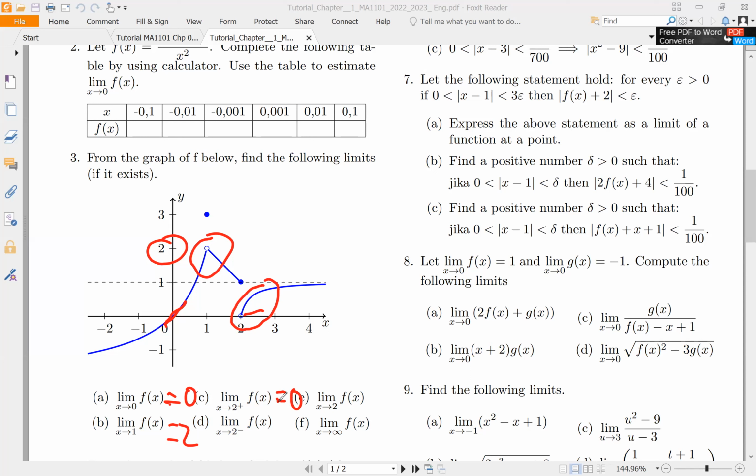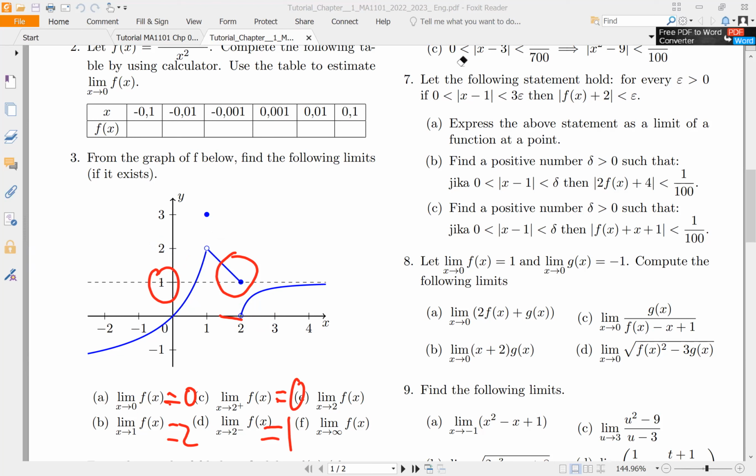Okay, and if you consider the left-hand limit, then you only focus on the part to the left of 2. So you only consider this part. And you'll see that as x is approaching 2 from the left, the value of f(x) is approaching 1. So that's why the left-hand limit is 1.